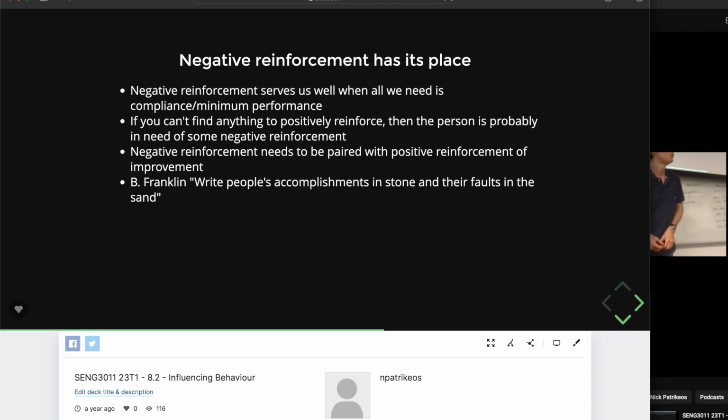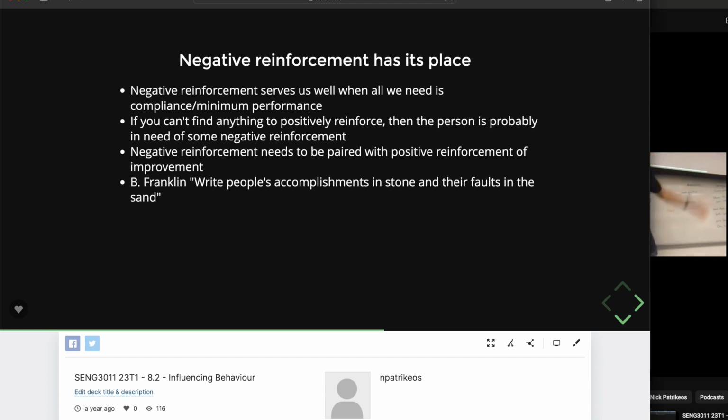The other one is, if you can't find anything to positively reinforce, like you have someone on your team and literally all they do is show up to meetings and say nothing, then you probably need some negative reinforcement for that person, right? There needs to be some consequences. However, you need to also have positive reinforcement in place so that when they improve, they are rewarded for that, right? You can't just stop a behavior, have negative reinforcement and then nothing else.